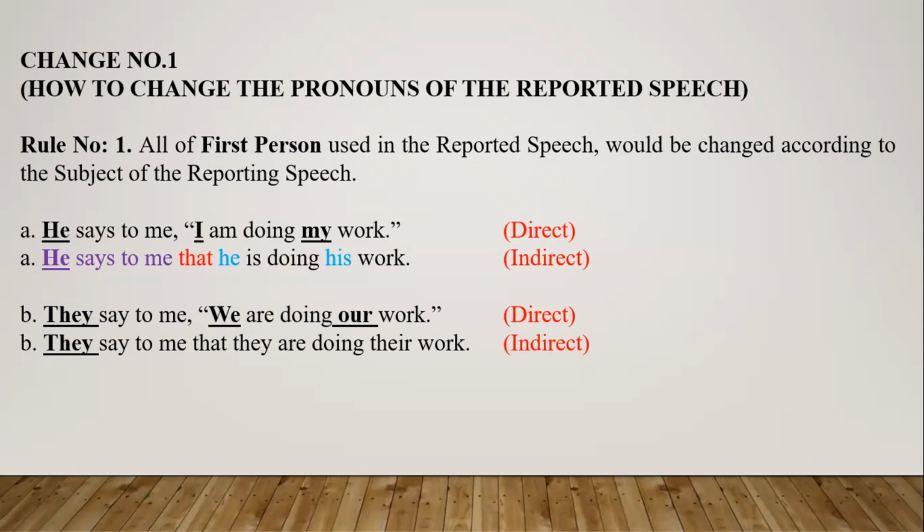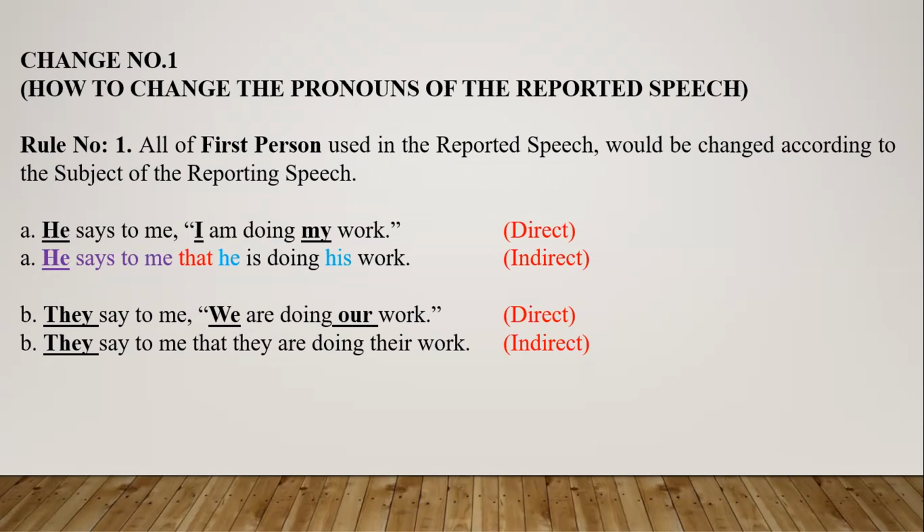Now you can see in the second sentence I have given an example with we. They say to me, we are doing our work. So how would we change we? So you can see the example. They say to me that. Now you can see we is our first person, and follow the rule. Whenever we see first person I or we, we have to change these first person pronouns with the subject in the reporting speech, right? So in the reporting speech we have a subject that's called they. So we will place they in place of we. So now I have placed they in place of we.